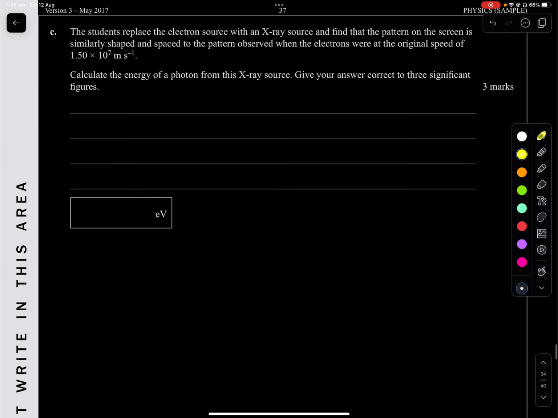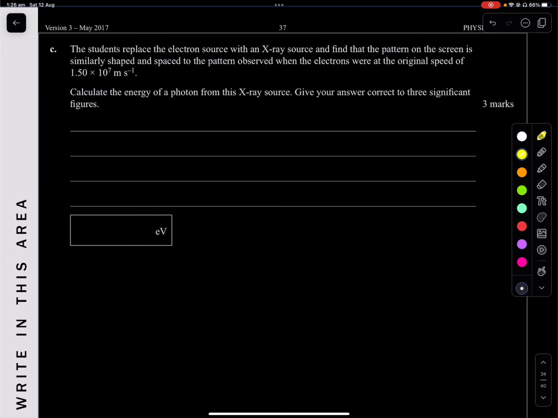Okay, that's enough. The students replace the electron source with an X-ray source and find that the pattern on the screen is similarly shaped, so the wavelength is the same as the pattern observed when the electrons were at the original speed. Calculate the energy of a photon from the X-ray source. Very nice and easy.